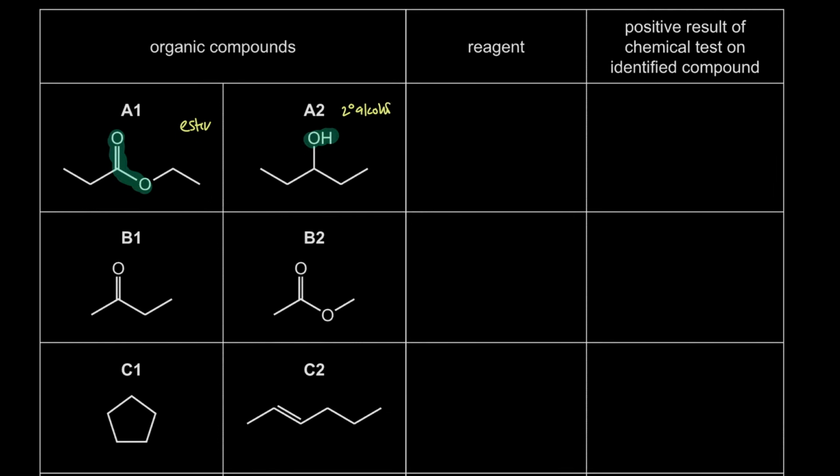The secondary alcohol can react with many different things. We can test for the OH group. We can use sodium metal, and what we would observe is bubbles of a colorless gas. Hydrogen gas would evolve. So we can say bubbles of a colorless gas.